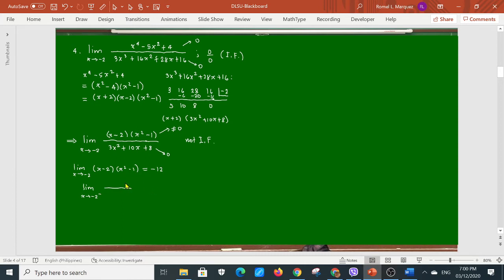What's the limit from the left? So, you are going to assign a value to x that is close to negative 2, but to the left of negative 2, just to check the sign, whether it is negative or positive. So, what is that number? A little bit to the left of negative 2. So, let us have negative 2.1. That is to the left, no? Negative 2.1. You substitute it to x, no?